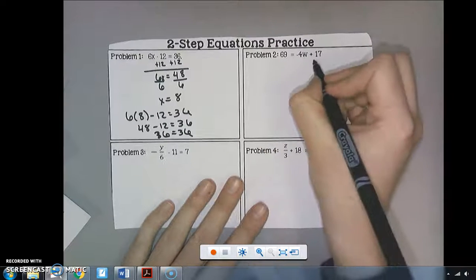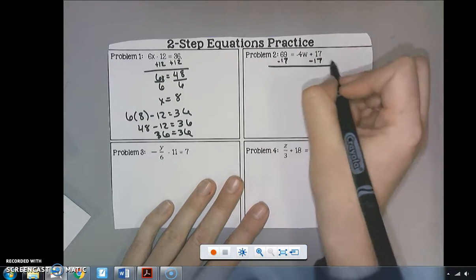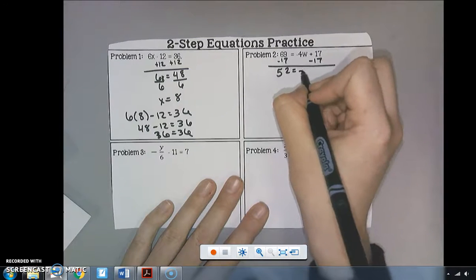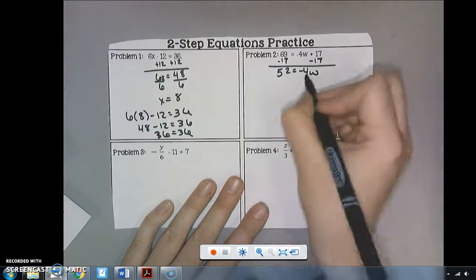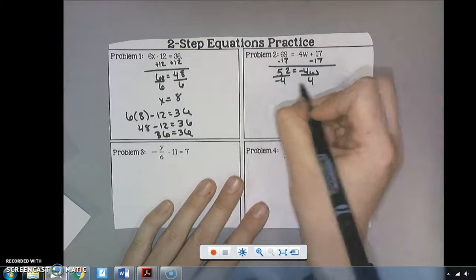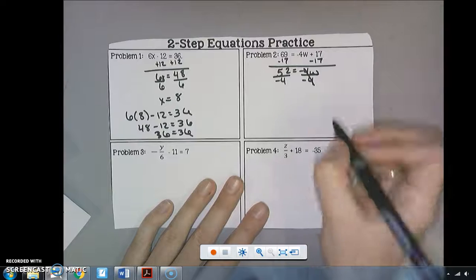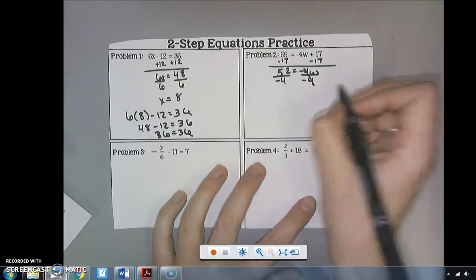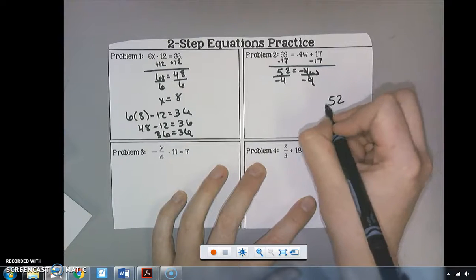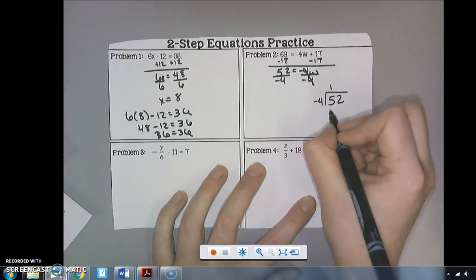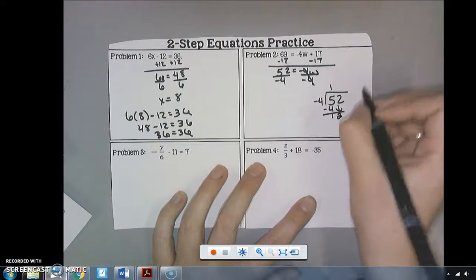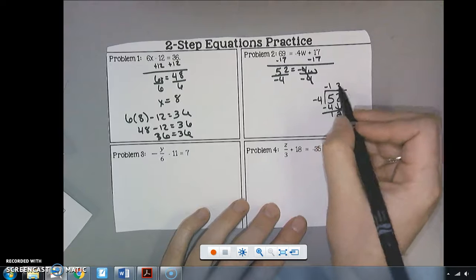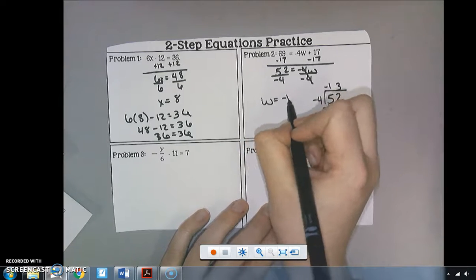Try over here. We subtract 17. 9 minus 7 is 2. 6 minus 1 is 5. And we have negative, so we want to divide by negative 4. Remember, our goal is to cancel it out. And we have to divide 52 by negative 4. And if we don't know that, we want to just use our long division. Remember, we're not going to be getting calculators for this. So we want to be able to do this with any tool we have. So negative 13, because we have our negative. So w would equal negative 13.